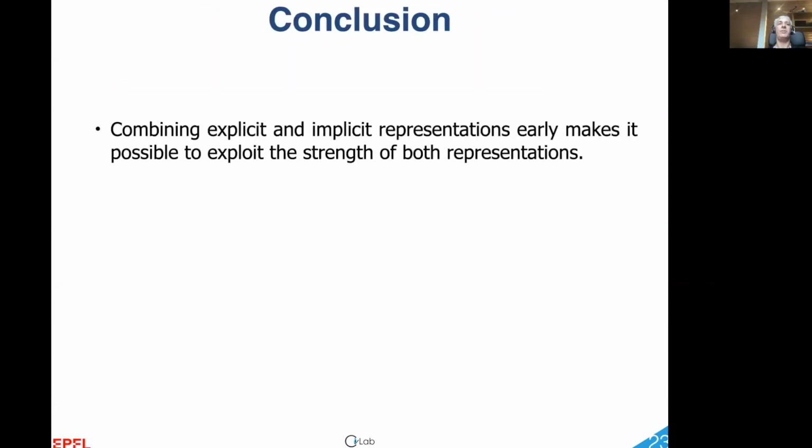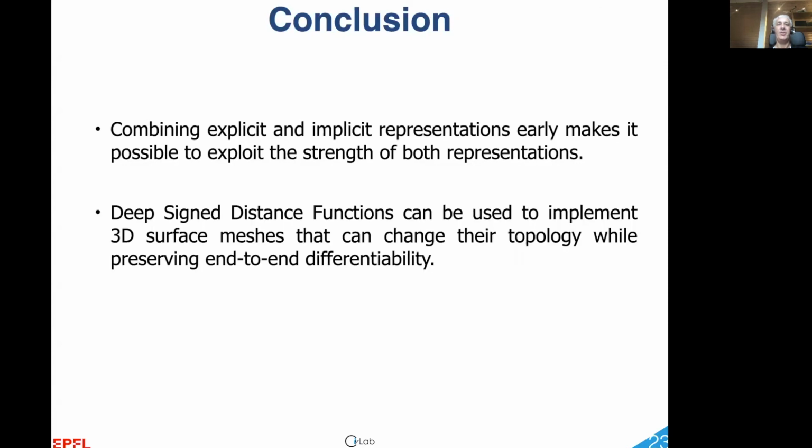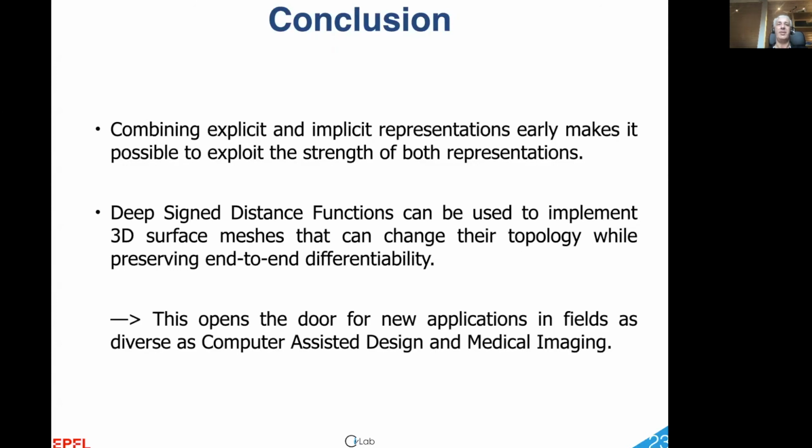In short, we have shown two important results. First, combining implicit and explicit surfaces at an early stage of a deep net architecture is beneficial. Second, deep signed functions can be used to represent explicit surfaces while preserving end-to-end differentiability. As we have seen, this is readily applicable in the field of computer-aided design, and we hope that it will also open the doors to new applications in many other fields.